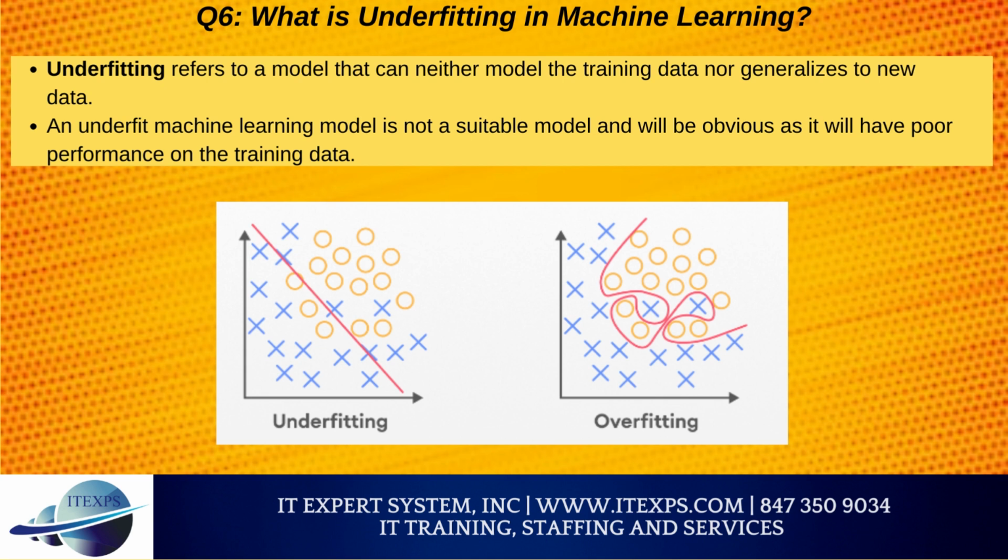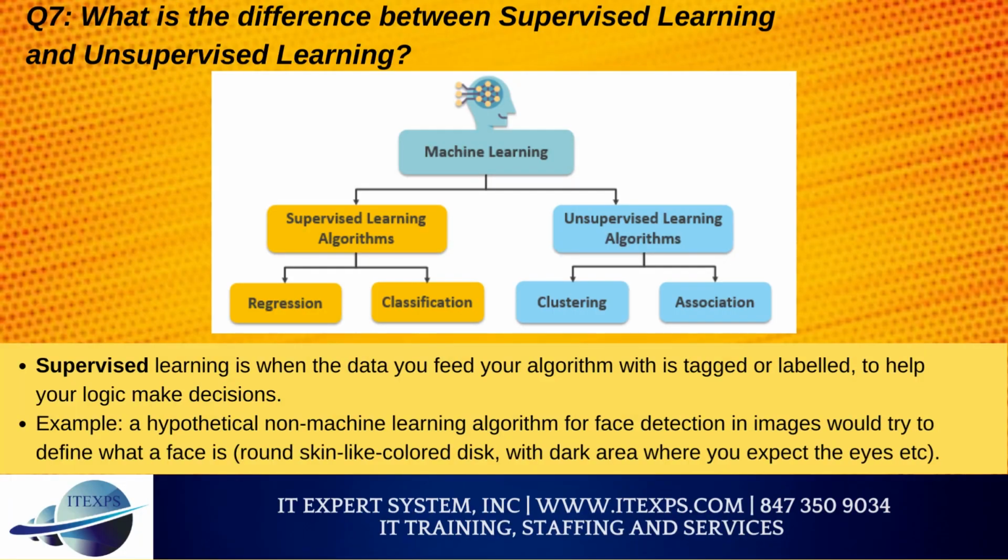What is the difference between supervised learning and unsupervised learning? Supervised learning is when the data you feed your algorithm with is tagged or labeled, to help your logic make decisions. Example: a hypothetical non-machine learning algorithm for face detection in images would try to define what a face is: round skin-like colored disk, with dark area where you expect the eyes, etc. A machine learning algorithm would not have such coded definition, but would learn by examples. You will show several images of faces and not faces, and a good algorithm will eventually learn and be able to predict whether or not an unseen image is a face.